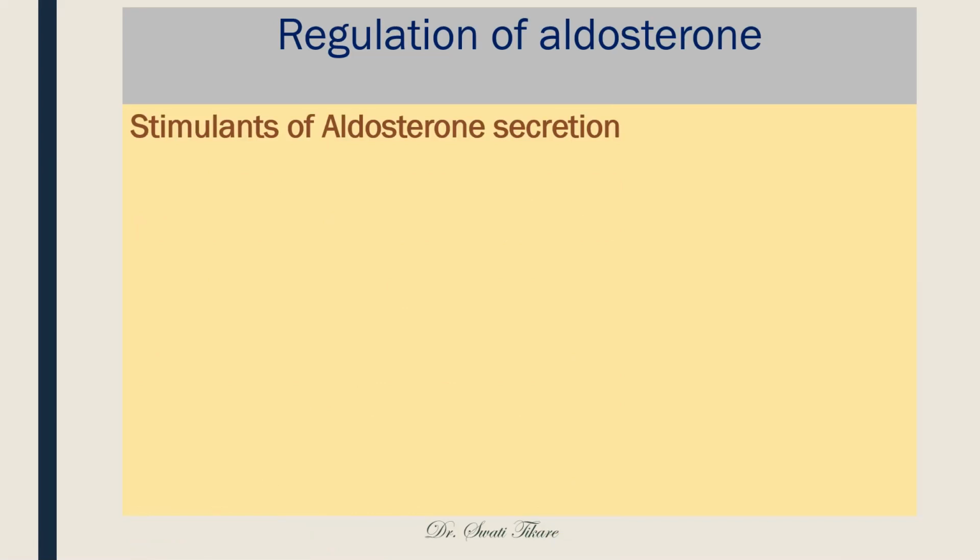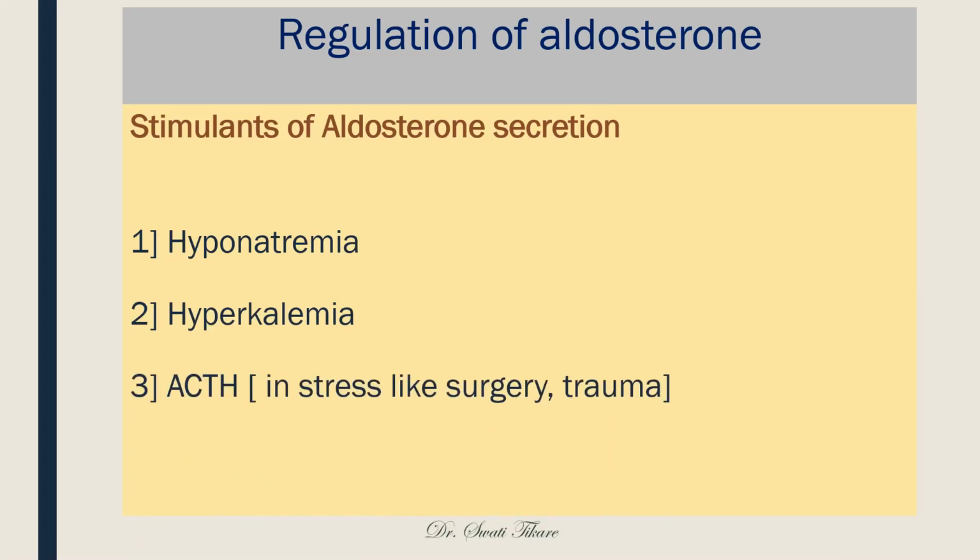What is the action of aldosterone? Aldosterone reabsorbs sodium. So if sodium is less, it is going to stimulate the release of aldosterone so that more sodium can be reabsorbed. So hyponatremia, when sodium levels go down, stimulates aldosterone secretion. Next is hyperkalemia: if there is excess potassium, aldosterone is stimulated. Next, ACTH. This is what we were talking about, the negative feedback mechanism. If aldosterone is more, it will inhibit ACTH, but the reverse can happen too.